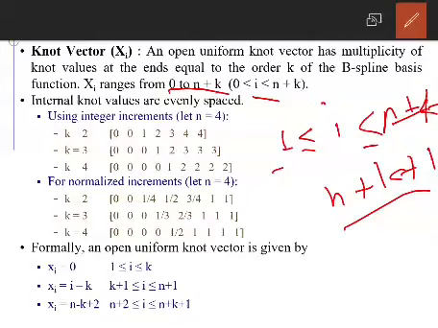Internal knot values are evenly spaced using simple integer increments, meaning no fractions. If k is equal to 2 and n is equal to 4, then how many xi values are there? These 4 plus these 2, 6 plus 1. So total 1 to 7 values are there. Total 7 values. If k is equal to 3, there are 8 values. If k is equal to 2, there are 9 values.